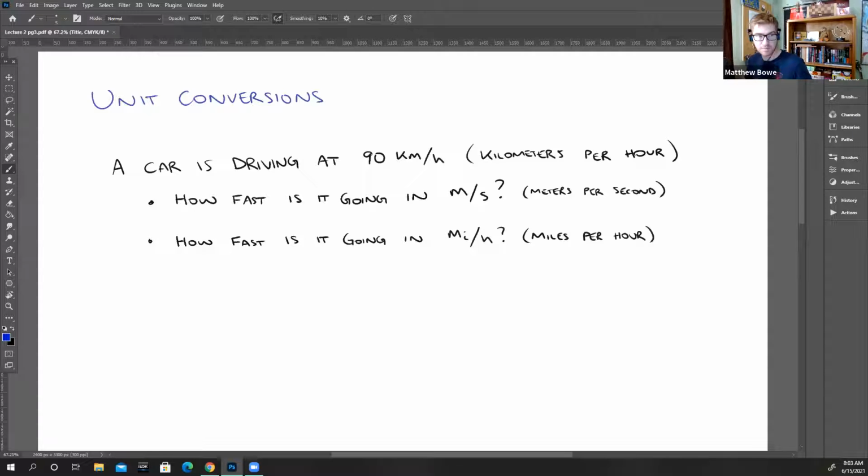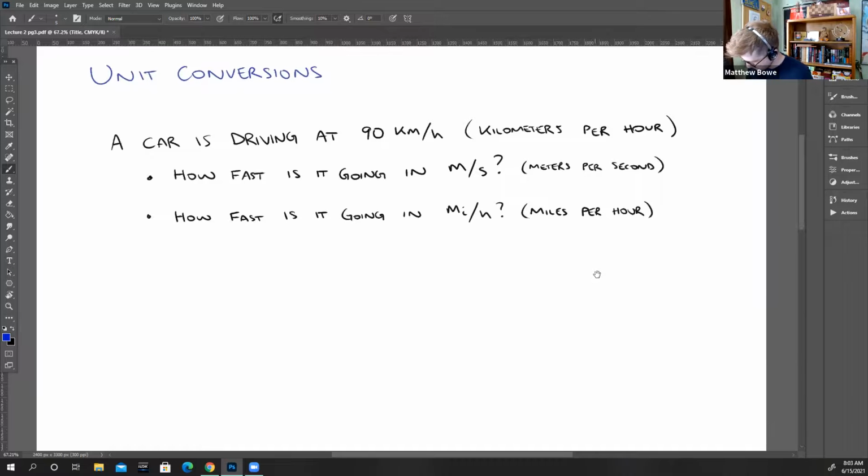Okay, so a car's driving at 90 kilometers per hour. How fast is it going in meters per second? And also, how fast is it going in miles per hour? This is, I would say, a good introduction to converting some units because we have to do multiple operations.